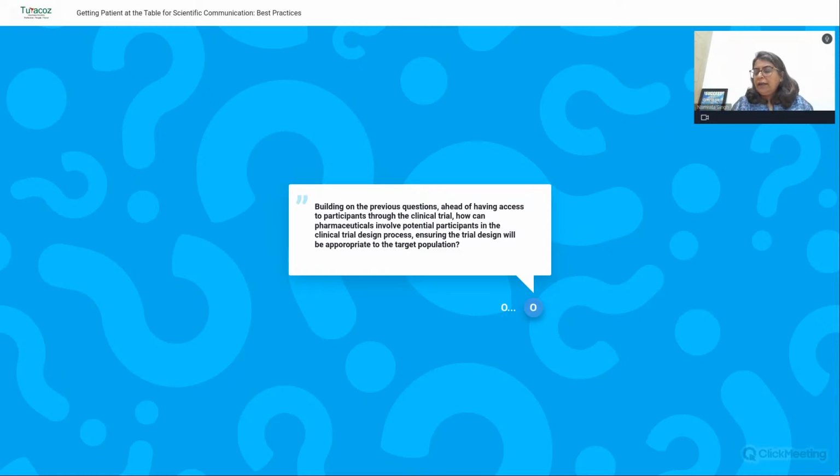Once the trial has started, what we can do is take feedback and experiences of the patient, and if it is something which can be modified, which can amend the protocol, then go ahead and do that. And if not, then that can be a learning for the subsequent clinical trials.